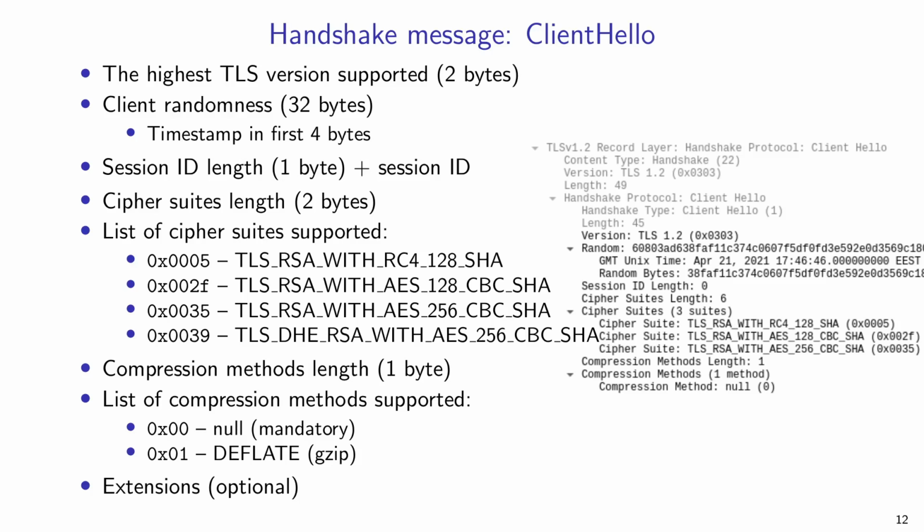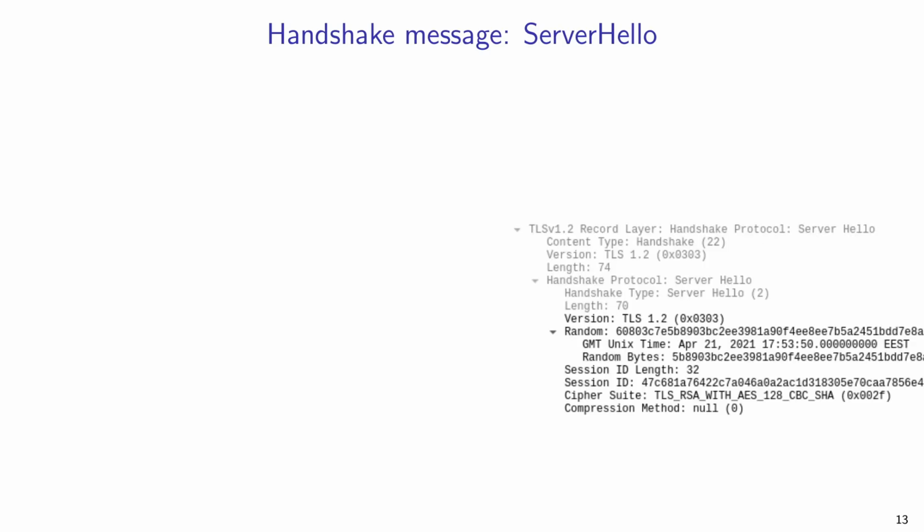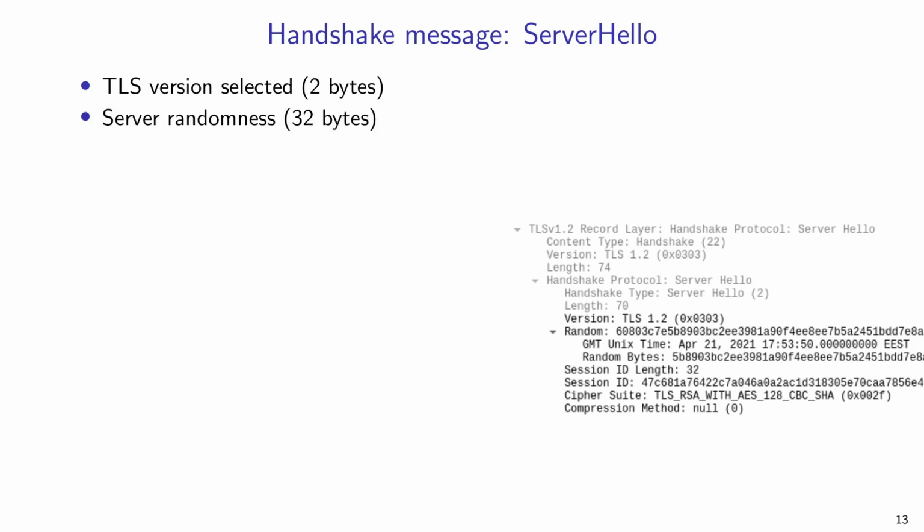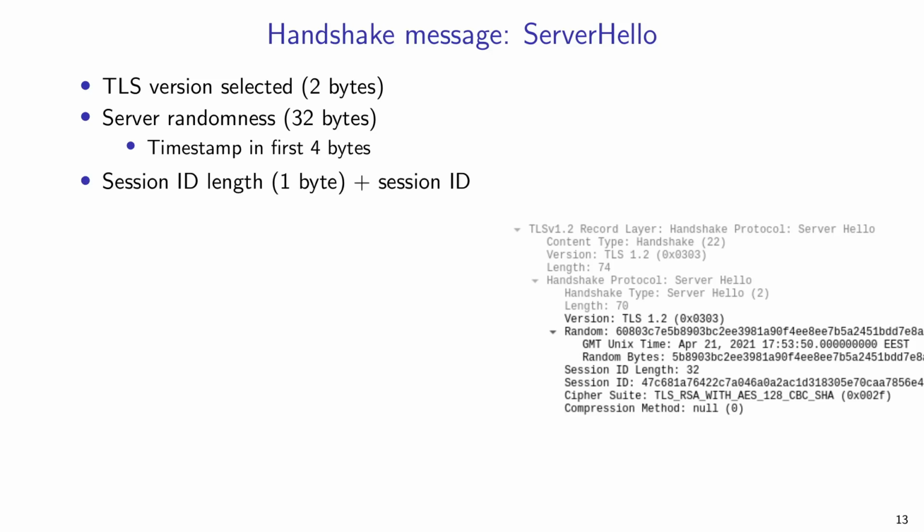Now, after receiving this ClientHello message, the server responds with the ServerHello message, where the server specifies the TLS version selected that will be used for the connection. The server randomness, 32 bytes, where the first 4 bytes is the server's timestamp. Then comes the session identifier length and session identifier. This session identifier will contain the same session ID as in the ClientHello message in case the server is willing to resume that TLS session. Otherwise, it will contain a different session ID than in the ClientHello message, or it will be empty if the server does not support the session resumption feature.